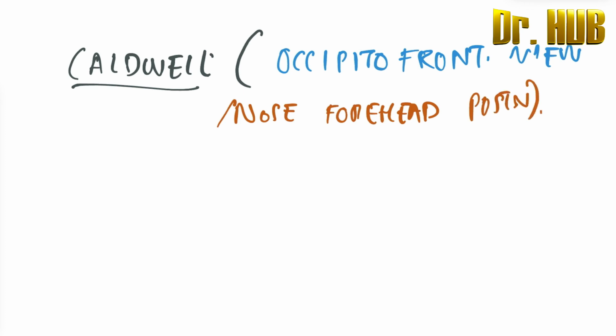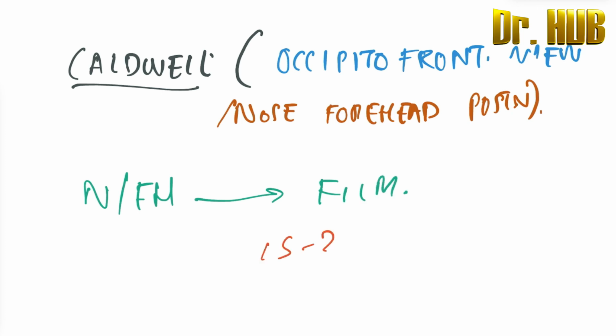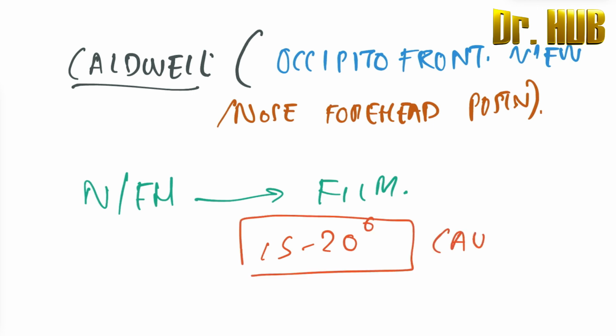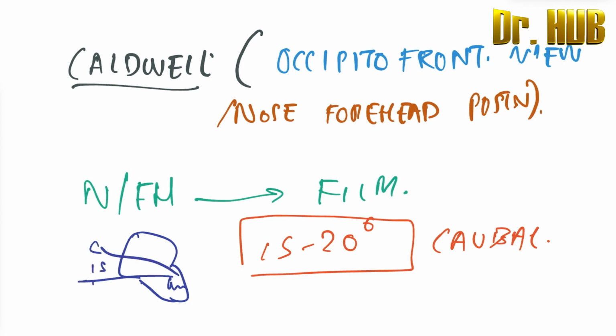The position is that the nose and forehead touch the film, and the beam is projected 15 to 20 degrees caudally. So that is the caudal view. If you take this as a skull, the angle here will be 15 to 20 degrees.